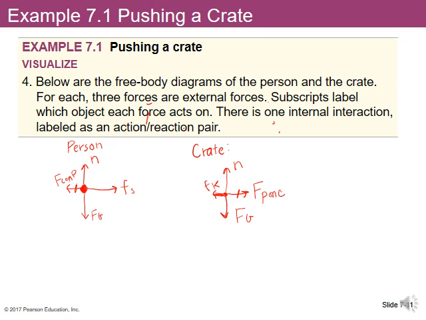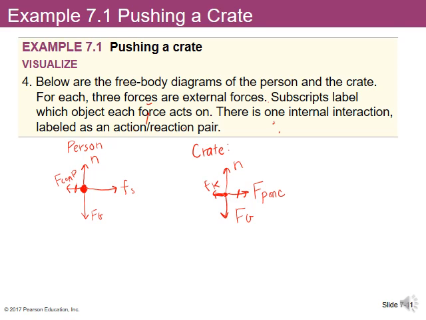One important thing to think about here is we can use these pictures to figure out how the crate is actually able to move. Because a lot of people think that if the crate pushes back on the person with the same force the person pushes on the crate, then how is the person able to actually move? You don't have to push against the crate harder than it pushes against you in order for you to move, because to determine whether something's accelerating, you have to look at all the forces that act on it.